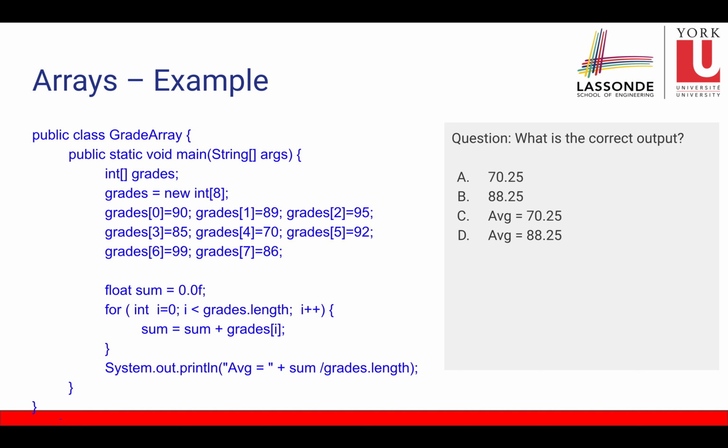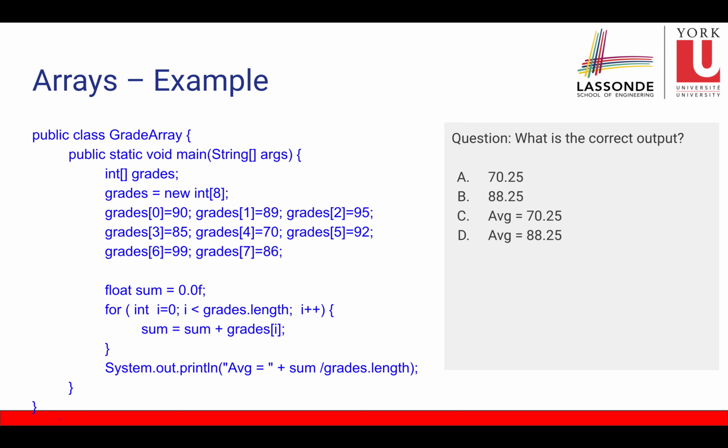So let's see the first line. It's a declaration of the array grades. Its data type is int. Then we allocate memory for this array, allocating 8 integers. Then we assign values into this array one by one from 0 to 7.